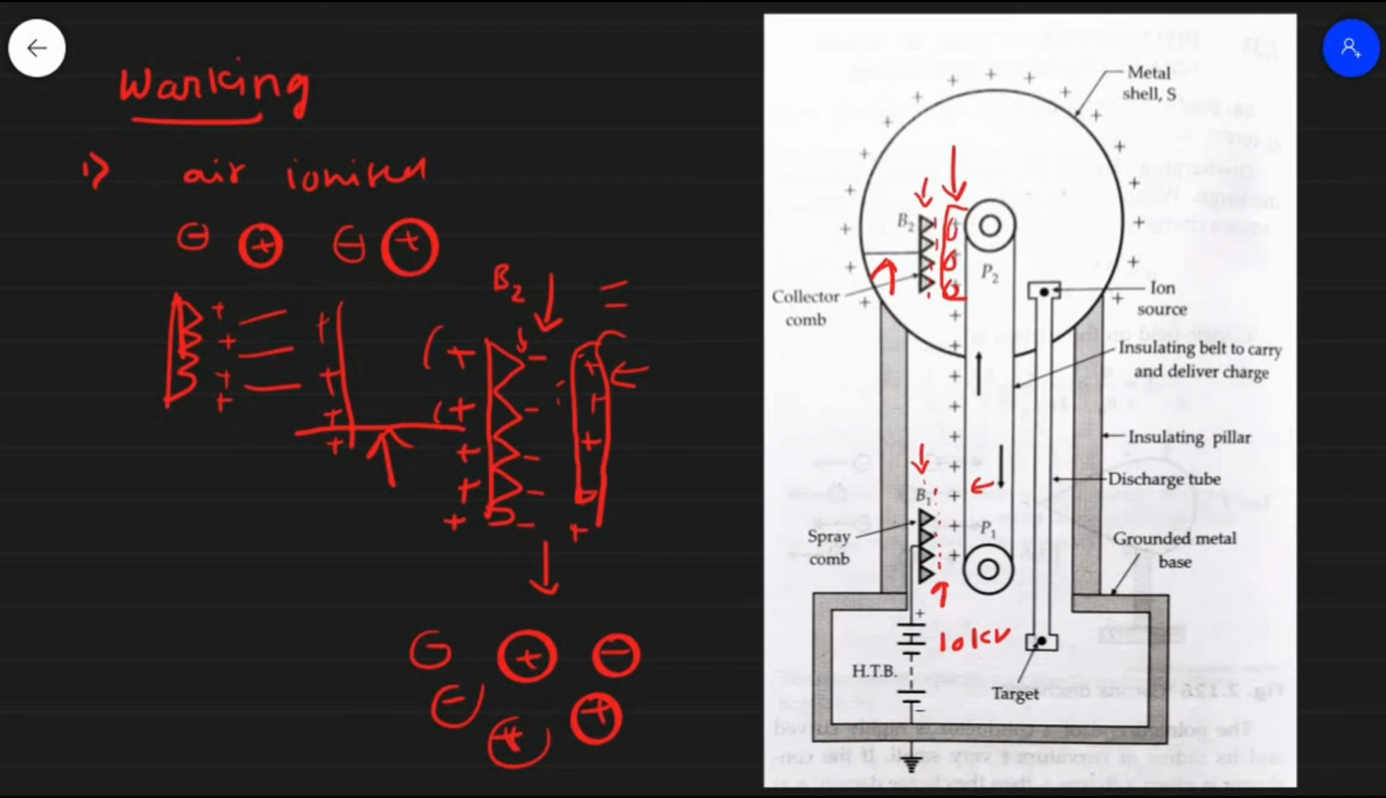And what will happen again? This new positive charge will come from this point. Okay, again it will induce negative charge on this spray comb, right? And the same process will continue, right? So in this way we can slowly accumulate a large amount of charges on the spherical surface, right? So in this way we can generate around millions of volt, right? 10 to 8 million volt of potential at this spherical surface with the help of this process.